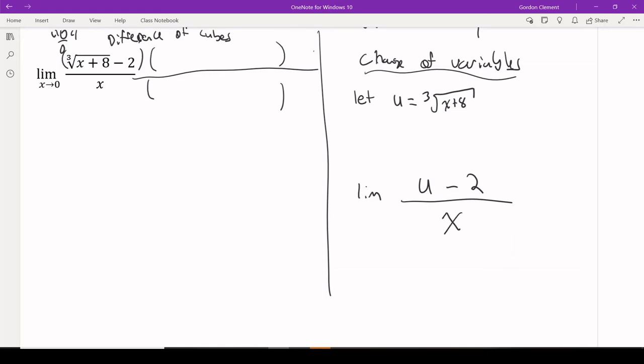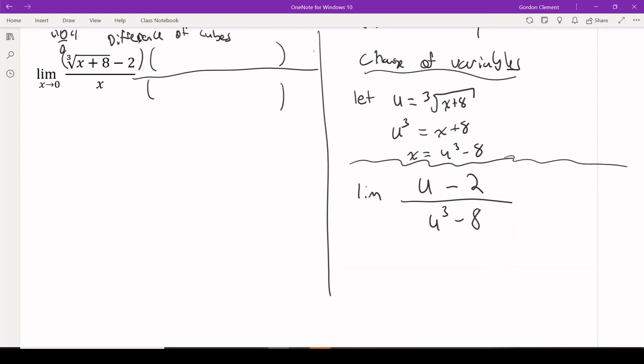If I leave that bottom as x, I'm going to be stuck because I'll have u's and x's and I'll never be able to make it cancel with two different types of variables. So what we have to do now is rebuild this limit piece by piece. Since this limit has an x in it, I'm going to rearrange for x. I'll get rid of the cubed root, I'll cube both sides. And then I'll rearrange for x, and x is going to become u cubed minus 8. So this is all my work before I rebuild the limit. The bottom used to be x, now it's u cubed minus 8.